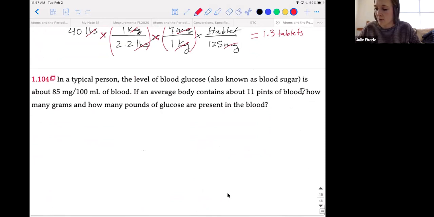But 1.104, this is another one. And this is an even problem. So the answer to this, if you work this on your own, the answer to any even problem in the textbook, you can find that in the back. You can always check your work.